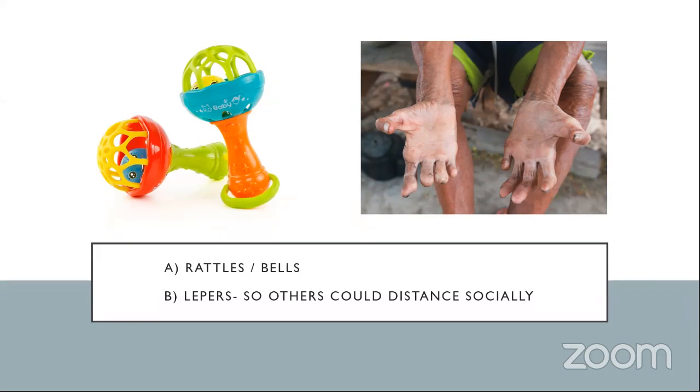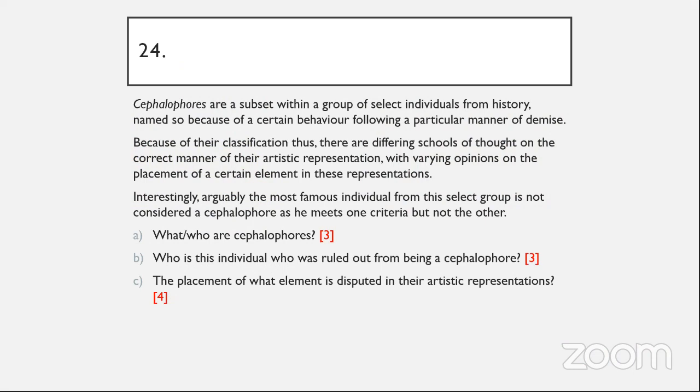And so coming to the last question of the quiz, which is to team 2. So cephalophores are a subset within a group of select individuals from history. Within that, cephalophores are a subset, named so because of a certain behavior following a particular manner of demise. Because of their classification thus, there are differing schools of thought on the correct manner of their artistic representation, with varying opinions on the placement of a certain element in these representations.